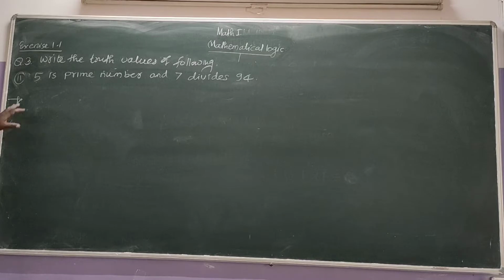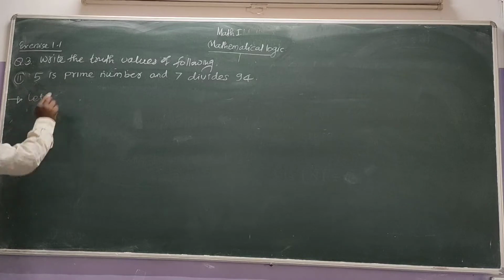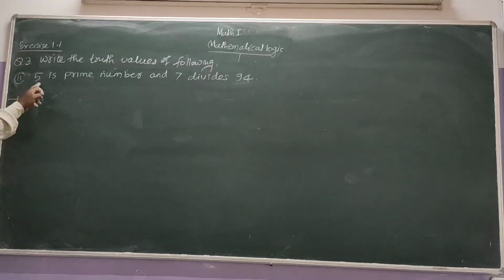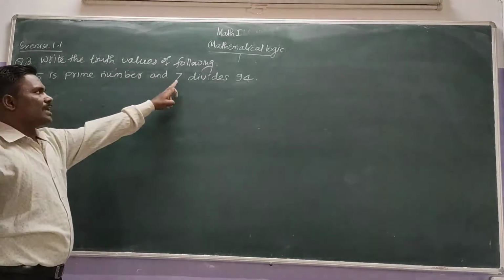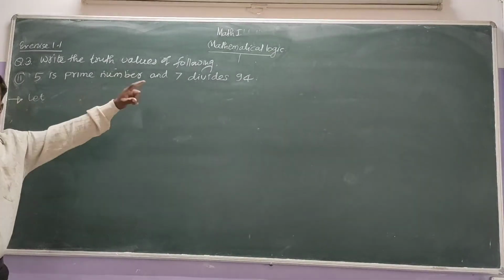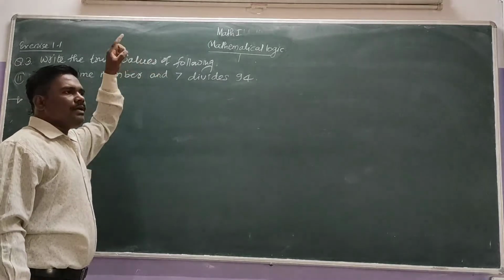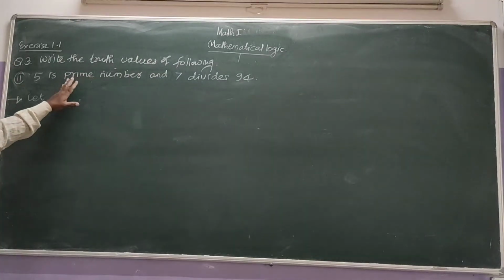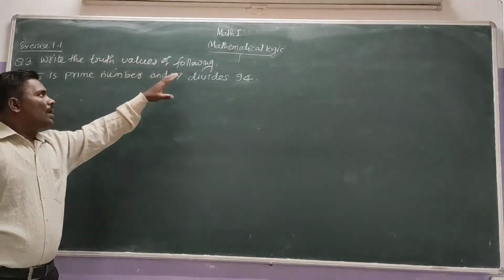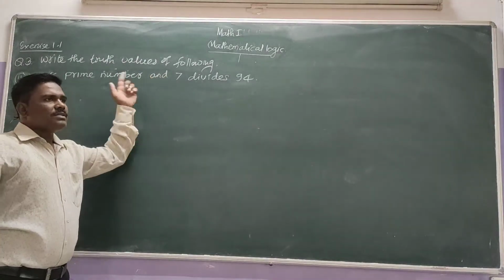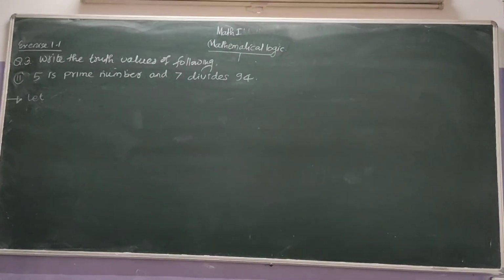The second example, that is: 5 is a prime number and 7 divides 94. Write the truth value of the given compound statement. Firstly, observe this compound statement. 5 is a prime number, that is the first simple statement. Another, 7 divides 94, that is the second simple statement, and joined by the connective "and" here. Therefore the truth value of the compound statement depends on the connective and the truth values of the simple statements.